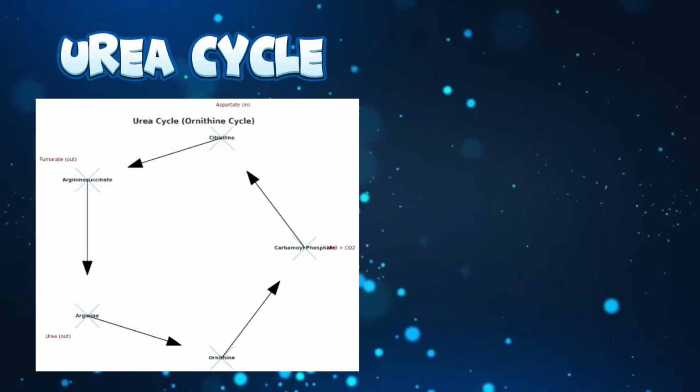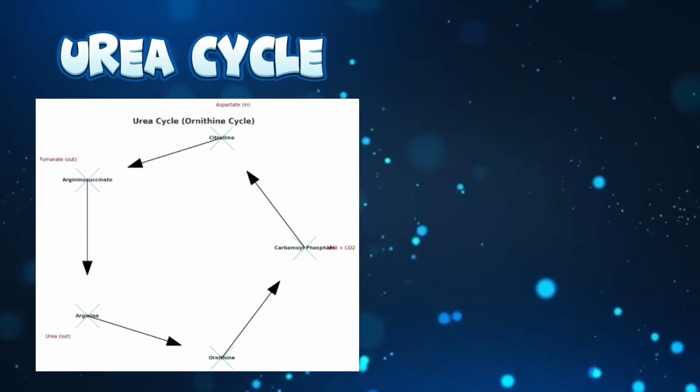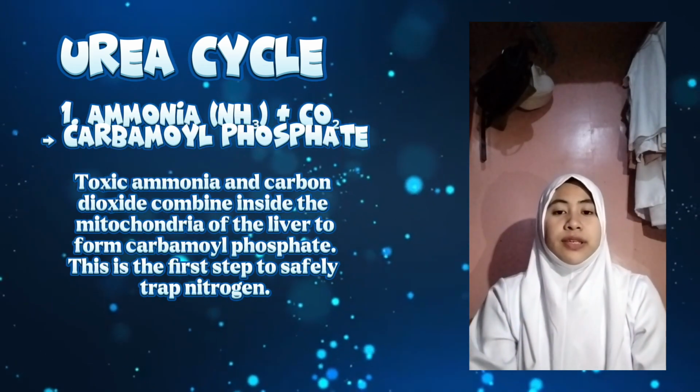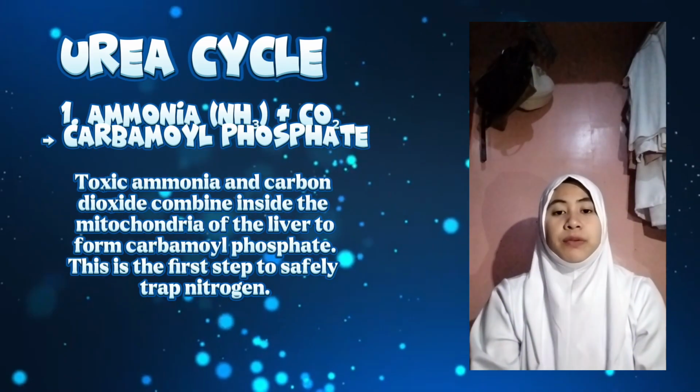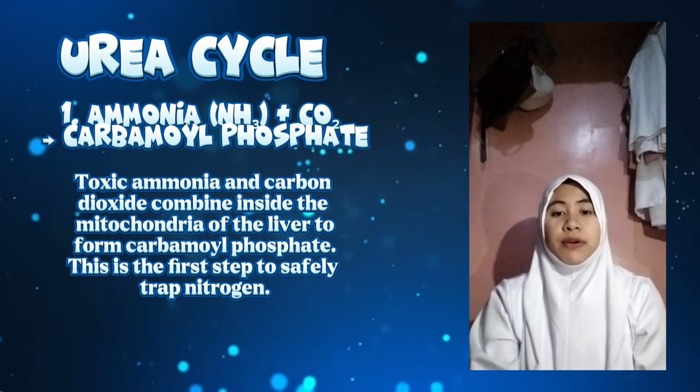And now let's talk about the urea cycle. The urea cycle, also known as the ornithine cycle, is a vital process that takes place in the liver to remove excess nitrogen from the body.